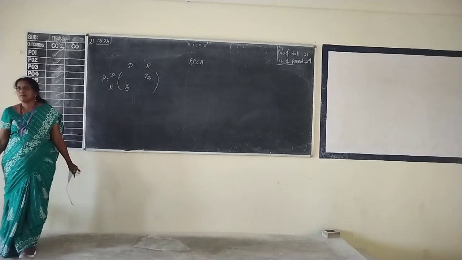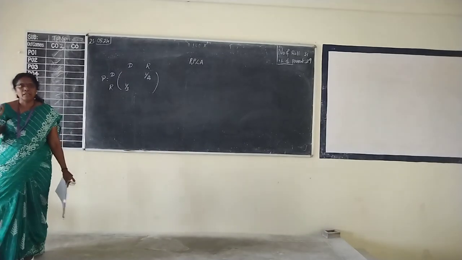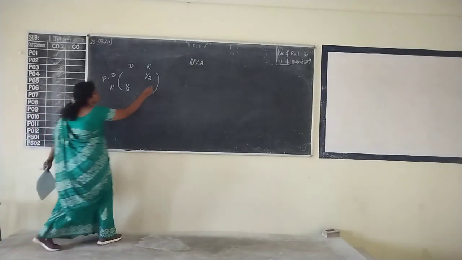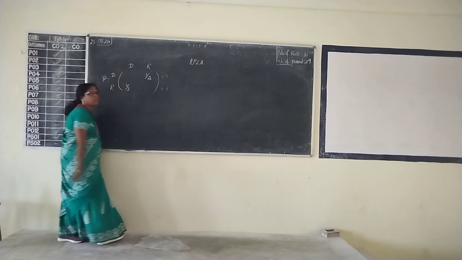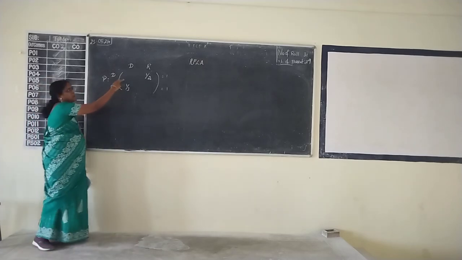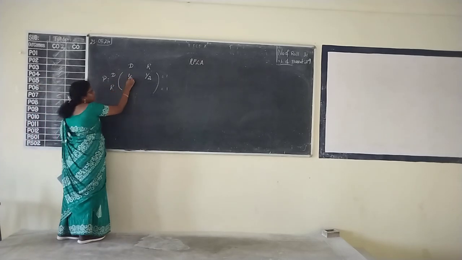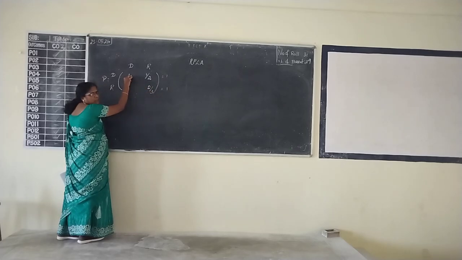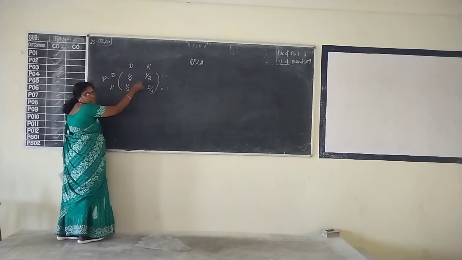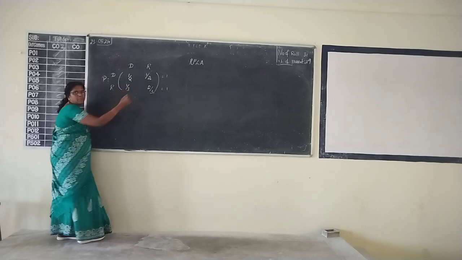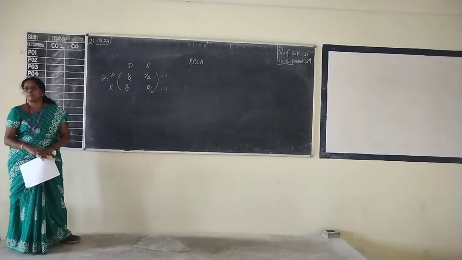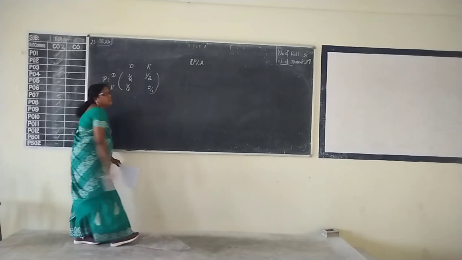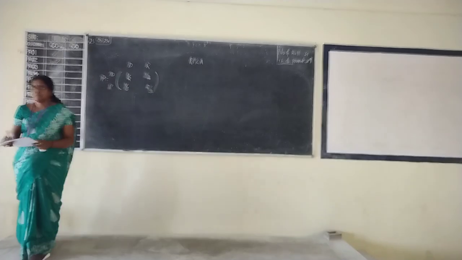How will you fill? What is the condition? Each row total should be equal to 1. This total should be equal to 1, and this total should be equal to 1. So what will be this value? 1 by 2. What will be this value? 2 by 3, or the simple way, this value will be 1 minus 1 by 3. So total probability value should be equal to 1. That's all. Now we got your P.